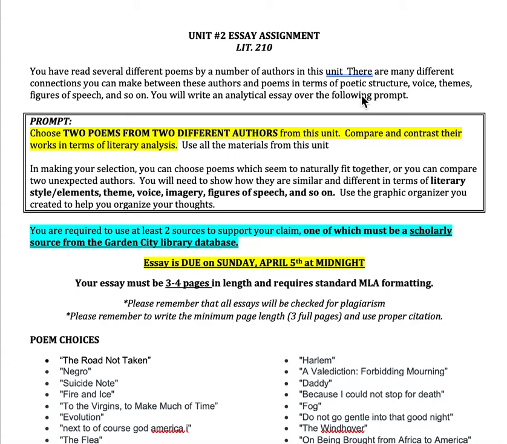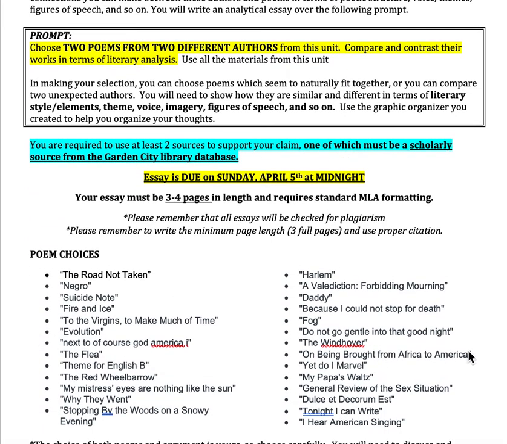And then you should use the graphic organizer that you created to help you organize your thoughts and kind of your general flow of the essay. So you do need to have two sources to support your claim. One of those does need to be a scholarly source from the Garden City database. And then your essay is due on Sunday, April 5th at midnight, at 11:59 p.m. Your essay must be 3 to 4 pages in length and requires standard MLA, so that means to the bottom of the third page at minimum.